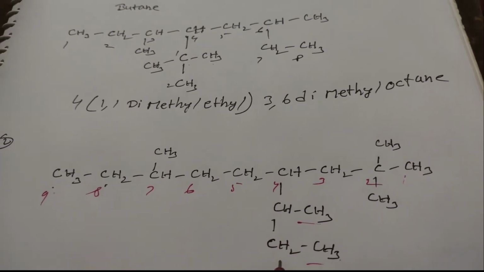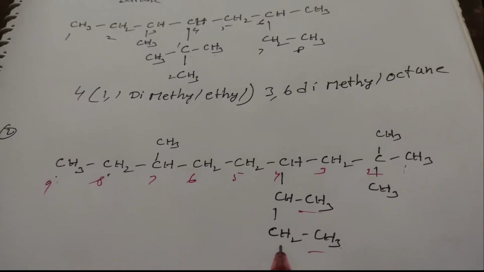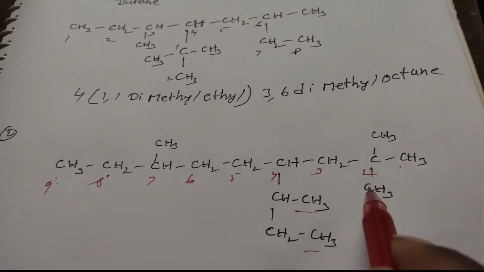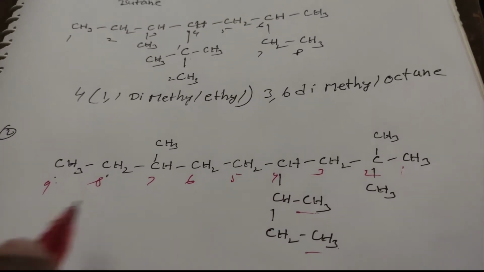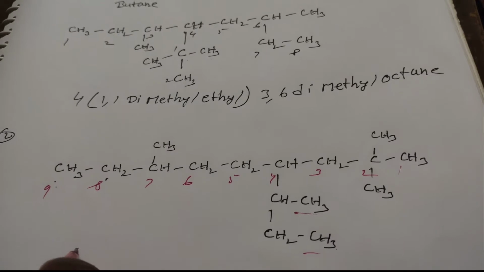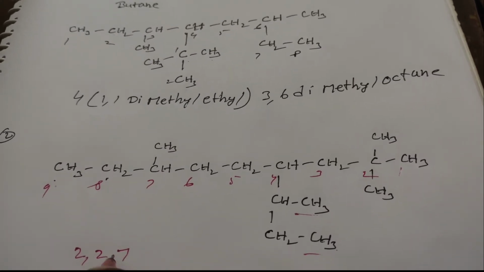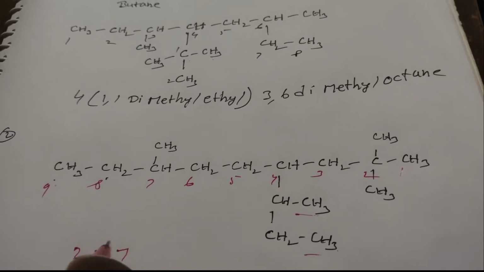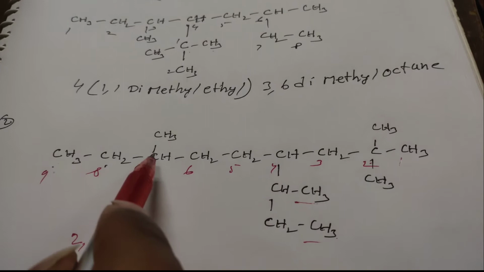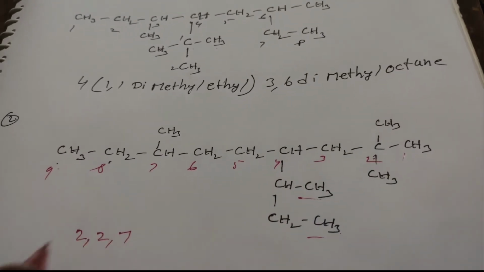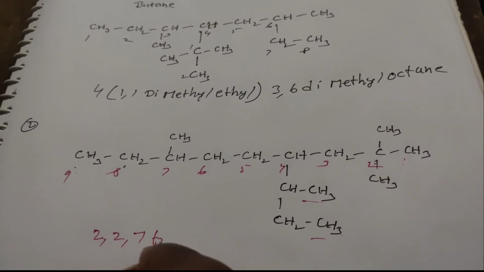So how are we giving the nomenclature of the given compound? Here in the second position and the seventh position they have the substitutions. So I am writing the nomenclature like that: 2, 2, 7. What is present in the second and seventh positions? They are the methyl groups. So 2, 2, 7 trimethyl.